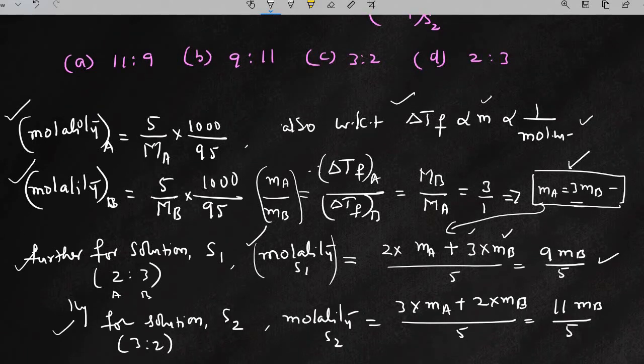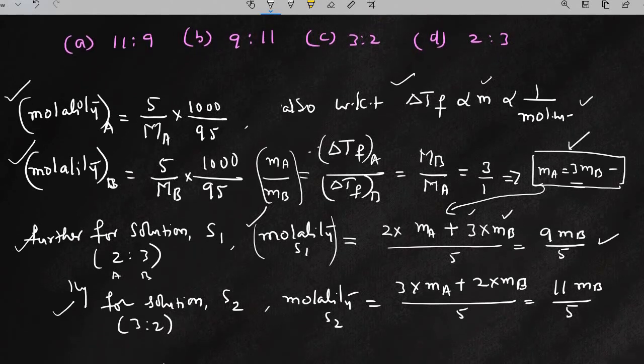Similarly, the molality of S2 is calculated from the problem's 3:2 ratio by volume mixing of A and B. Here 3 is the volume of A and 2 is the volume of B, so molality of A into 3 plus molality of B into 2, by 5. In this expression also, if you substitute the MA value as 3 MB, then 3 into 3 is 9 MB plus 2 MB is 11 MB by 5. So 11 MB by 5 is the molality of S2.